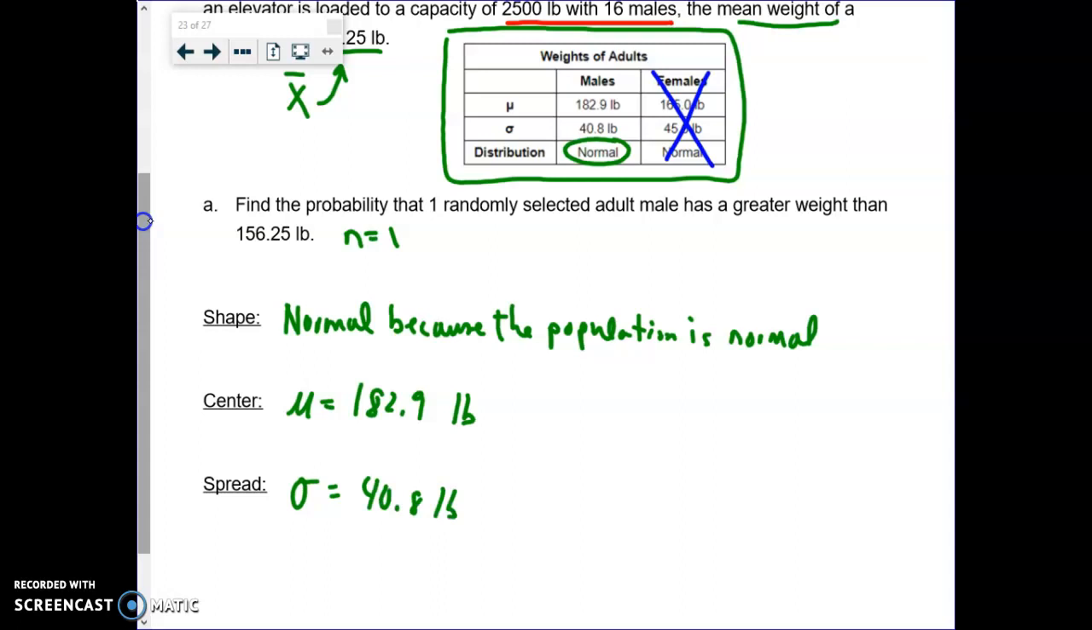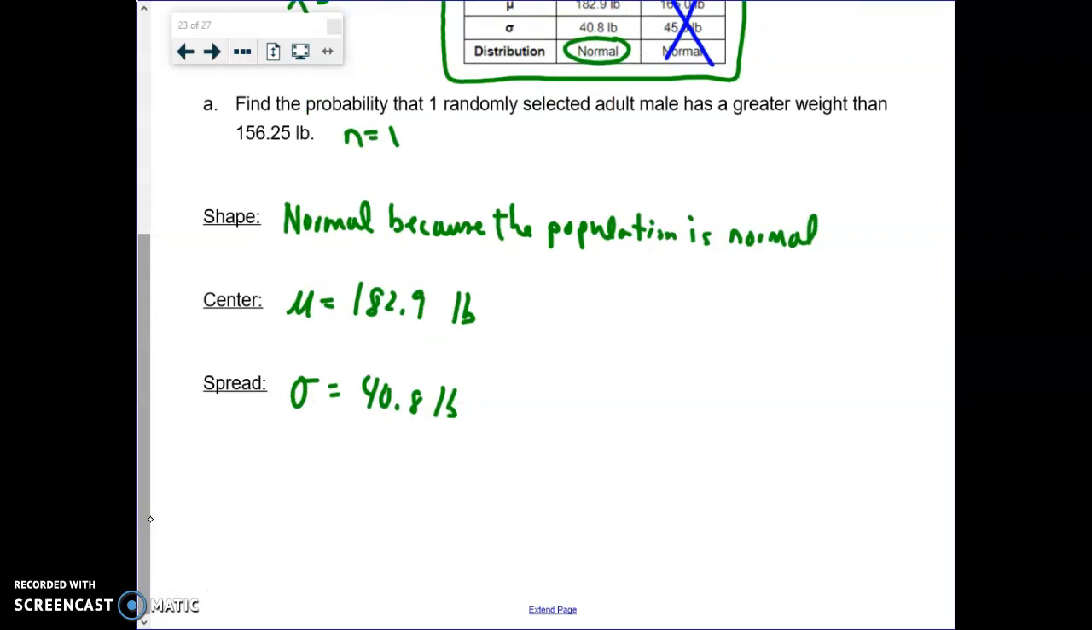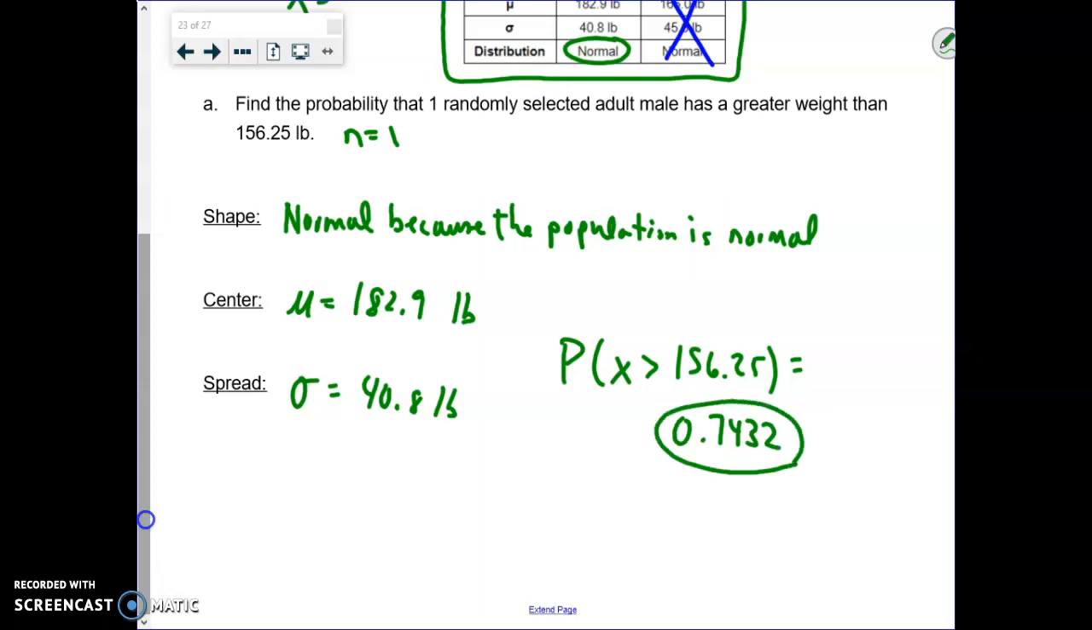So those are what you're going to put into your stat app. Now, we've done enough on the stat app, me showing you, you should be able to find this. If not, you should be able to do this on your stat app. But if you can't, make sure you can text me or give me a call or so forth. But the probability, if we use those, that a single male has a weight greater than 156.25 pounds should be equal to 0.7432. So if you're looking at individual males, about 75% of males have a weight greater than 156.25 pounds.